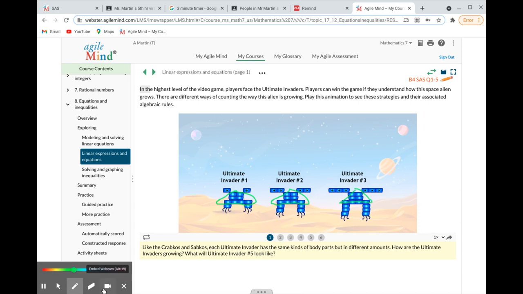How many eyeballs would Invader number 5 have on both sides? 5 or 6. I don't know. Here he had 1 on each side. Here he had 2 on each side. Here he had 3 on each side. So what would Invader number 5 have? 5. Okay.